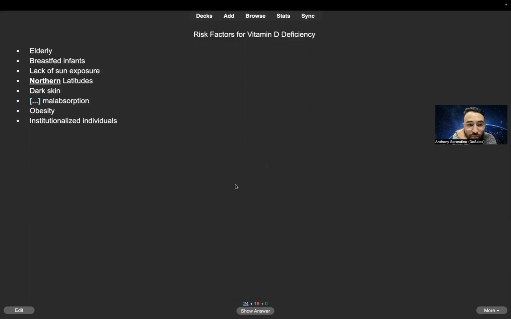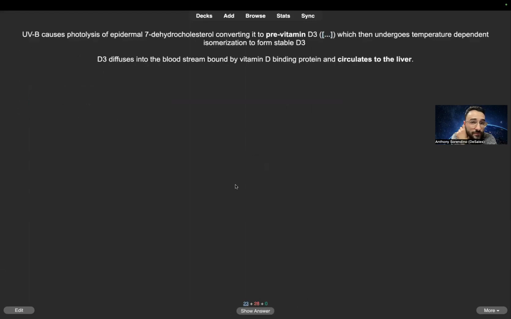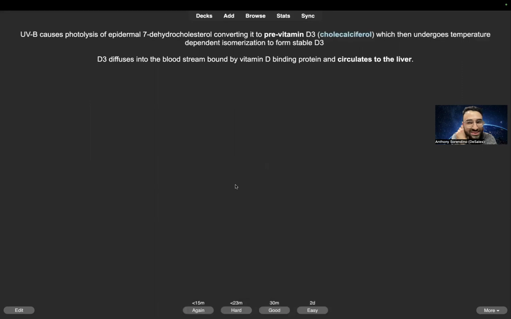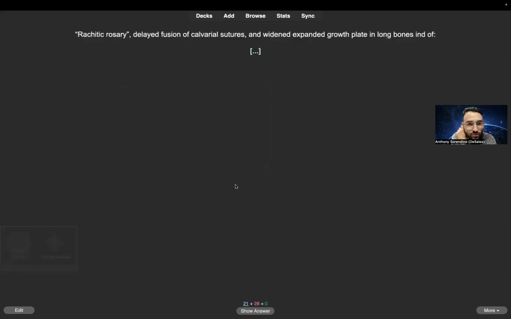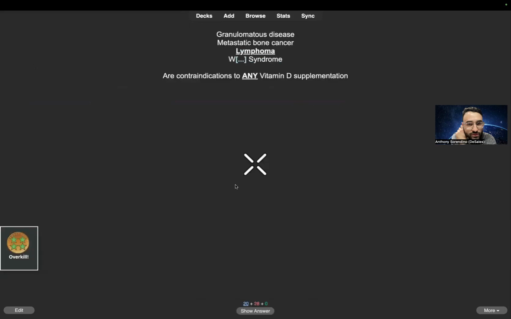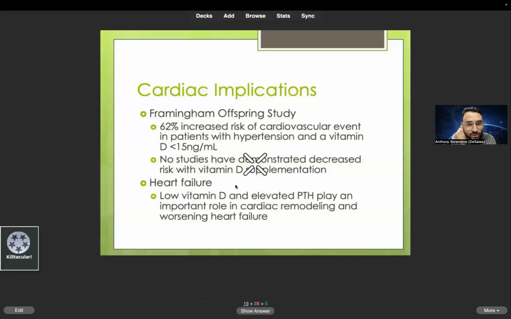Risk factors: vitamin D malabsorption, fat malabsorption, because this is an ADEK vitamin. UVB converts pre-vitamin D3, which is also known as cholecalciferol. Accelerated loss of vitamin D from medications: barbiturates, phenytoin, rifampin. So more TB meds here. Also granulomatous disease, rickets, Williams syndrome. You do not want to give vitamin D.